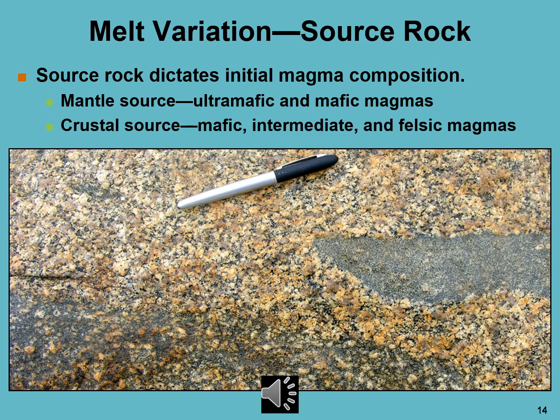If the initial melted rock was derived directly from the mantle, then the magma will be either ultramafic or mafic. If the initial melted rock was derived from either marine crust or continental crust, then the magma may be either mafic, intermediate, or felsic.